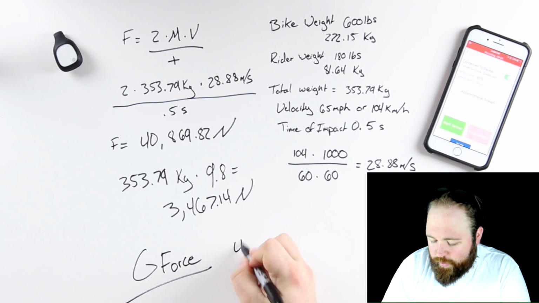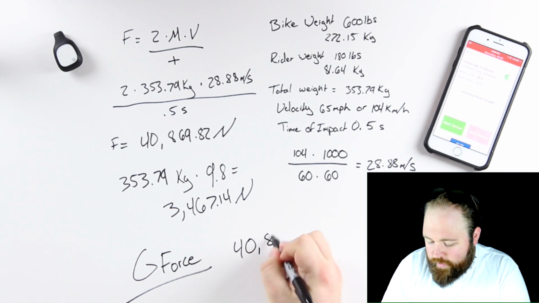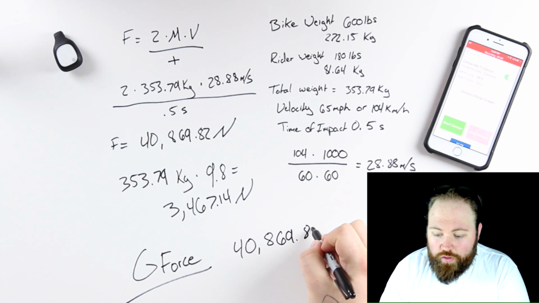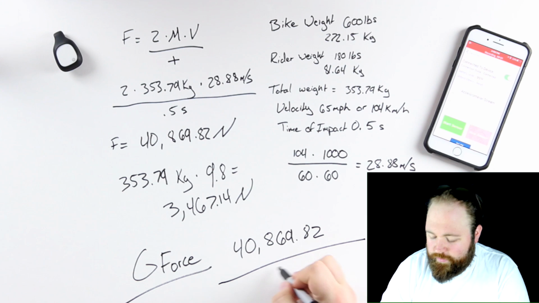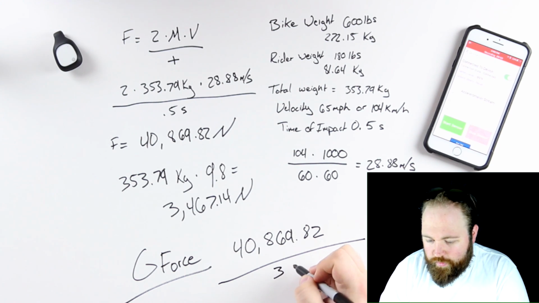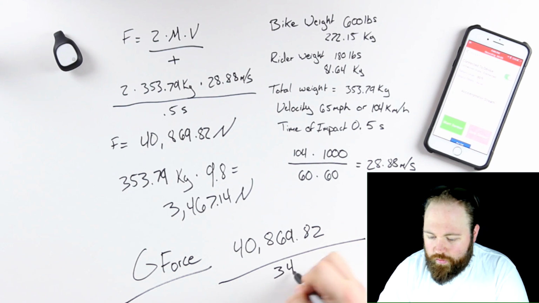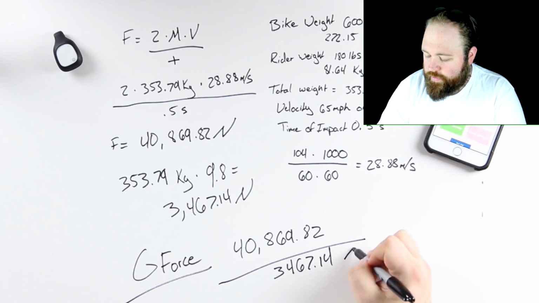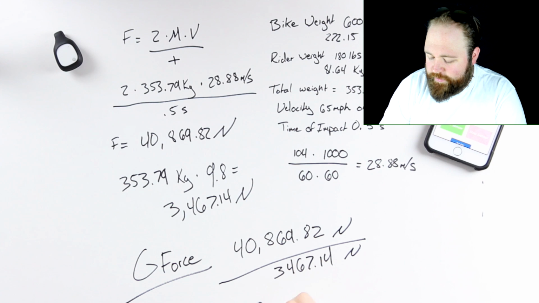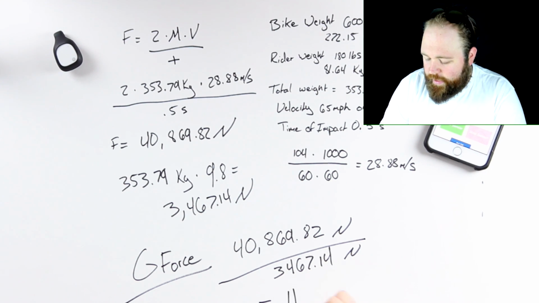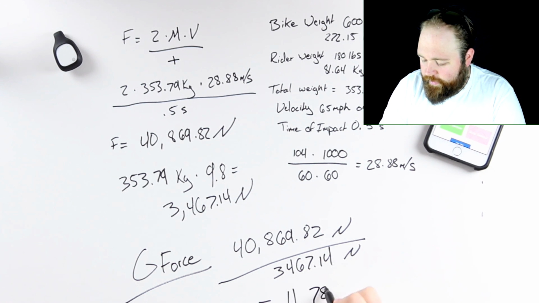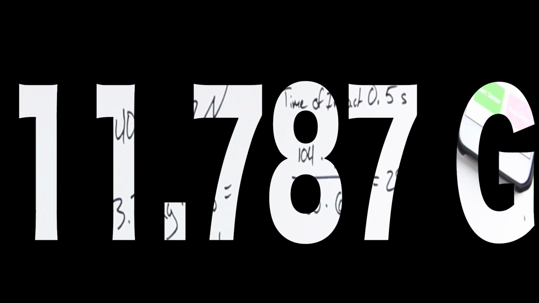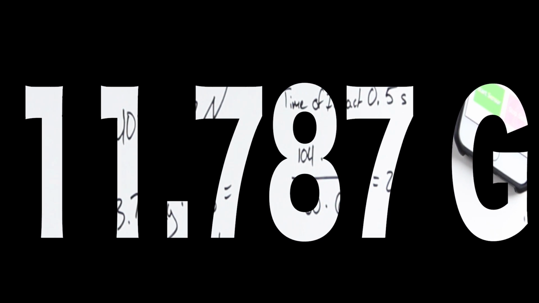Now all we need to do to get the g-force, which is what we are concerned with, is 40,869.82 divided by 3,467.14, and these are both newtons. What this gives us is 11.787 G's. Now that is a lot of G's.